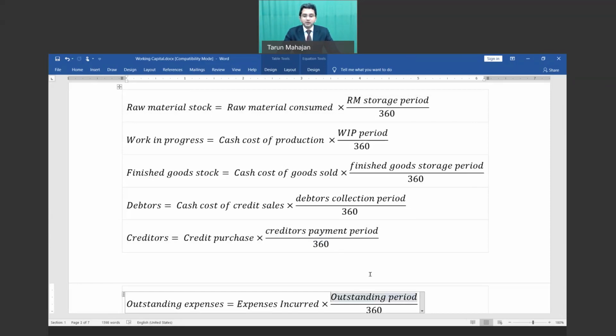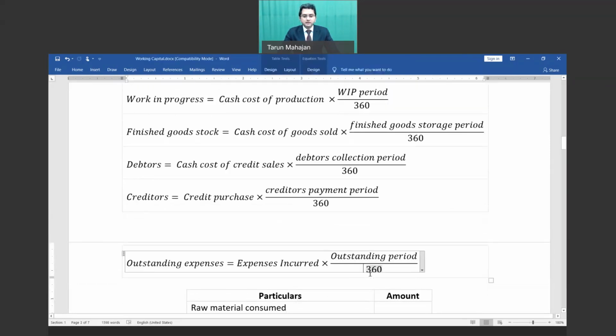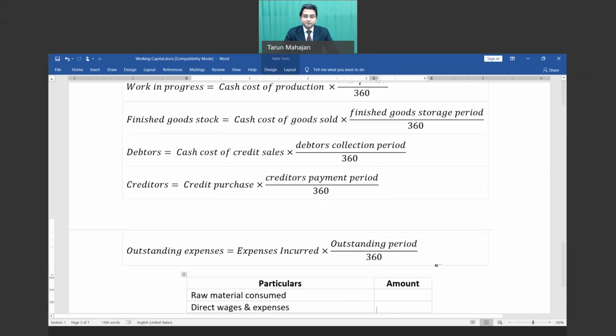Now you can calculate other figures also like outstanding wages and outstanding overhead. You take the expenses for the whole year divided by 360 and multiplied by the outstanding period. Instead of dividing by 360, you can divide by 12 if the period is given in months. If the period is given in weeks, then divide by 52 weeks. For weekly period, divide by 52. For monthly period, divide by 12. For period in days, divide by 360.